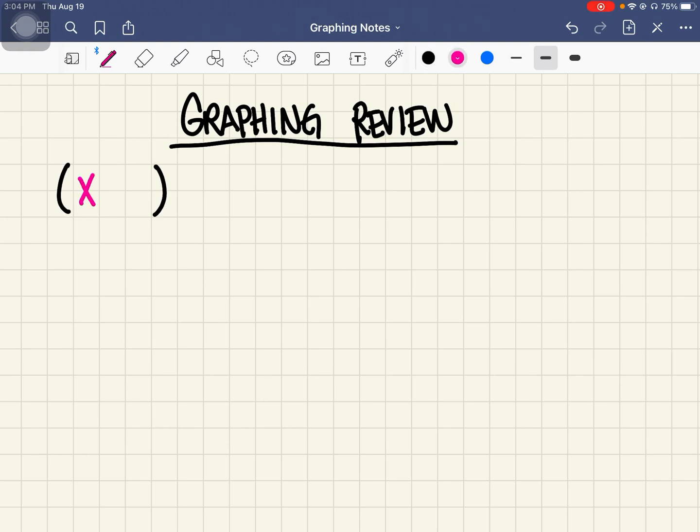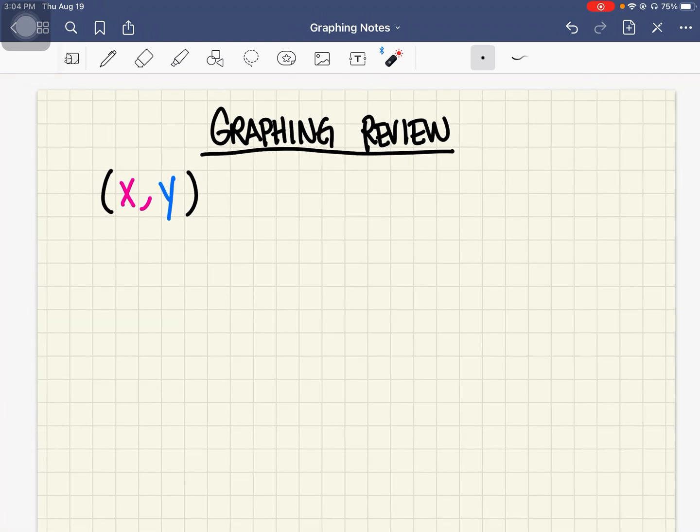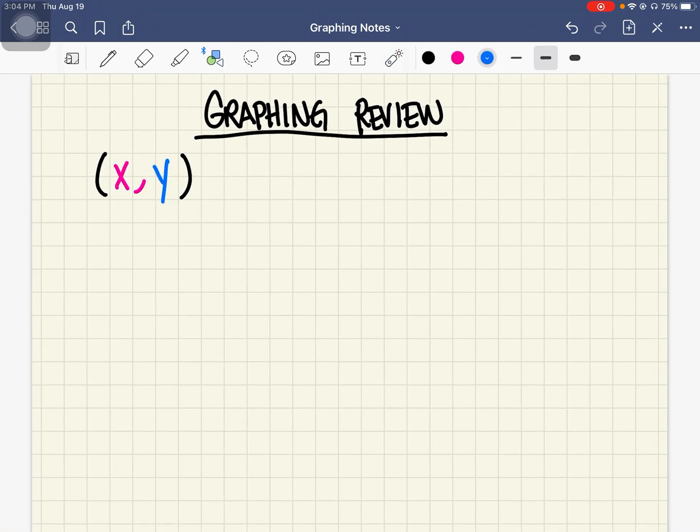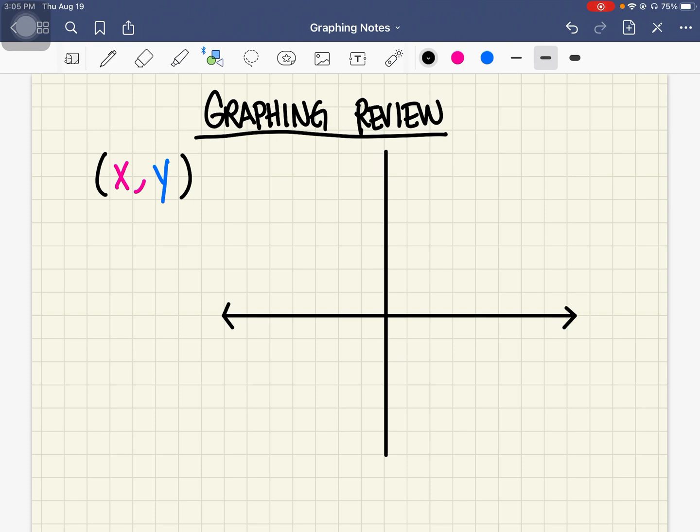you have a number that's like x, y. So you have two numbers. The first number is the x coordinate, the second number is the y coordinate. And those correspond to the x and y axis. So the x axis is the horizontal axis, and the y axis is the vertical axis.